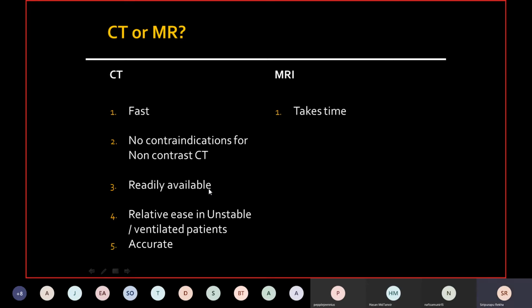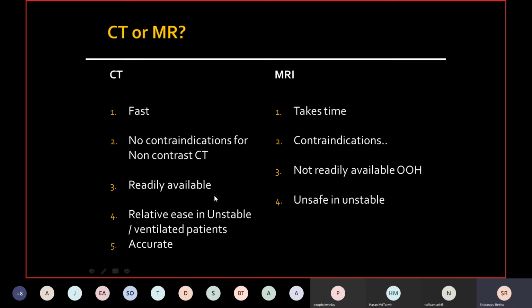So what are the stipulations with MRI? It takes time. You can get a CT head in a few seconds. MR is going to be at least 15 to 20 minutes, even if we do a fast MR with the most basic sequences. There are quite a few contraindications. It's not readily available out of hours. Certainly a lot of institutions don't provide MR service out of hours. And it is unsafe when the patient is unstable.